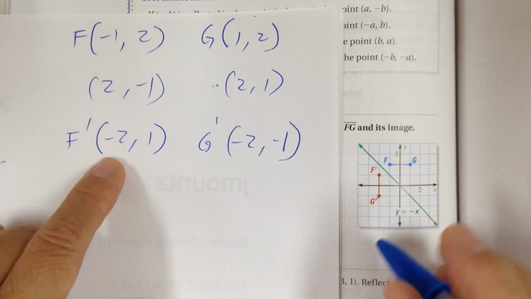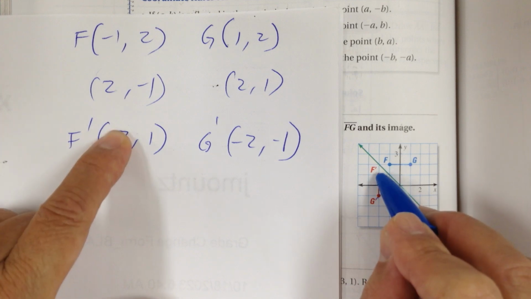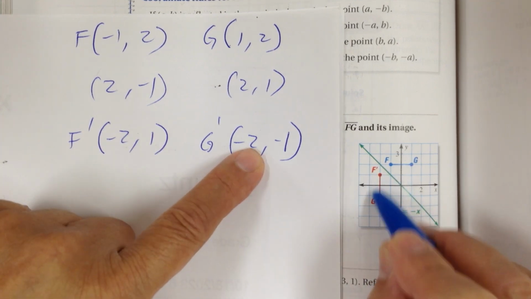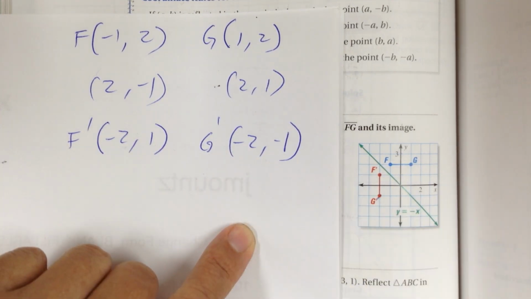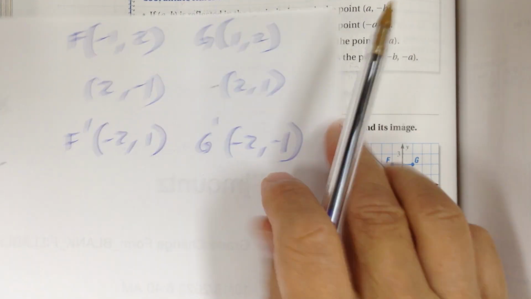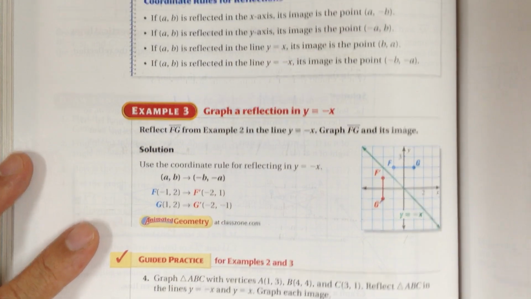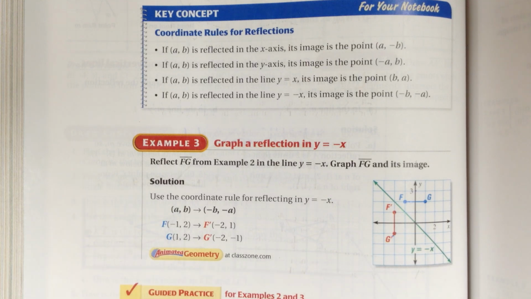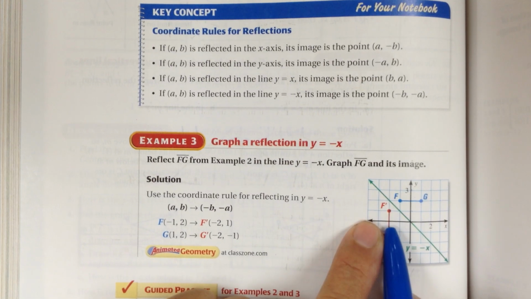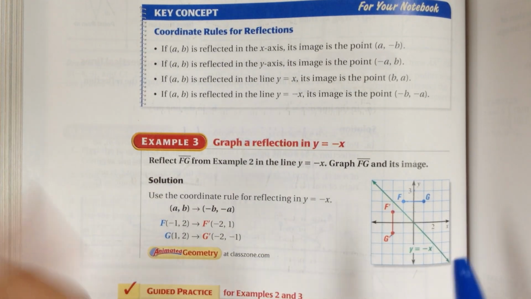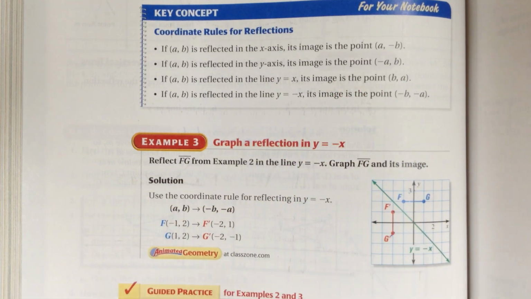So see over here, -2, 1. This one is -2, -1. So that's how it works, by using this over here. Again, it depends on the situation. Sometimes it's easier one way, sometimes easier the other way. So you can either flip, then get the coordinates, or you can do the coordinates and then do the graphing, the flipping.